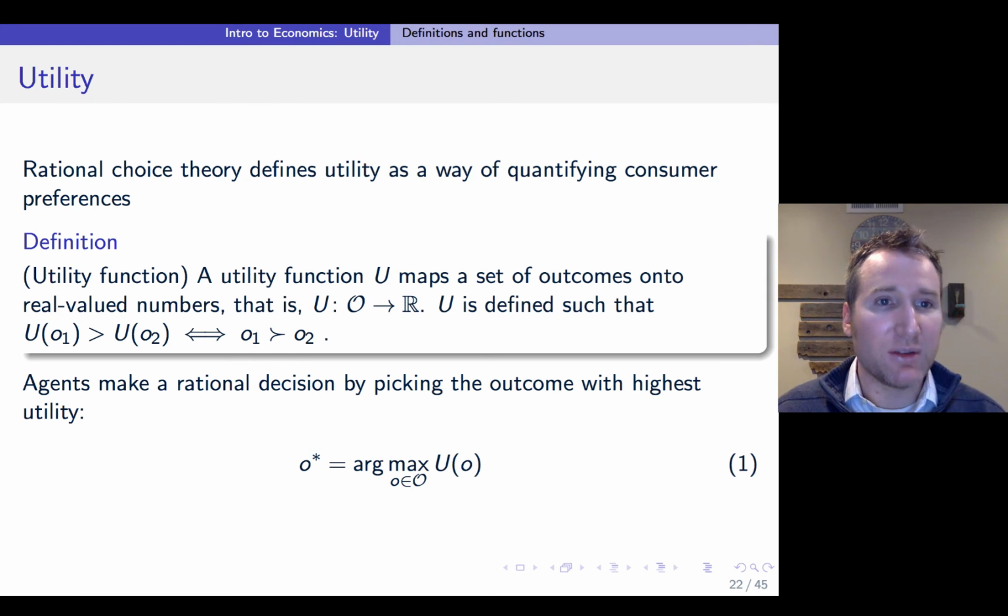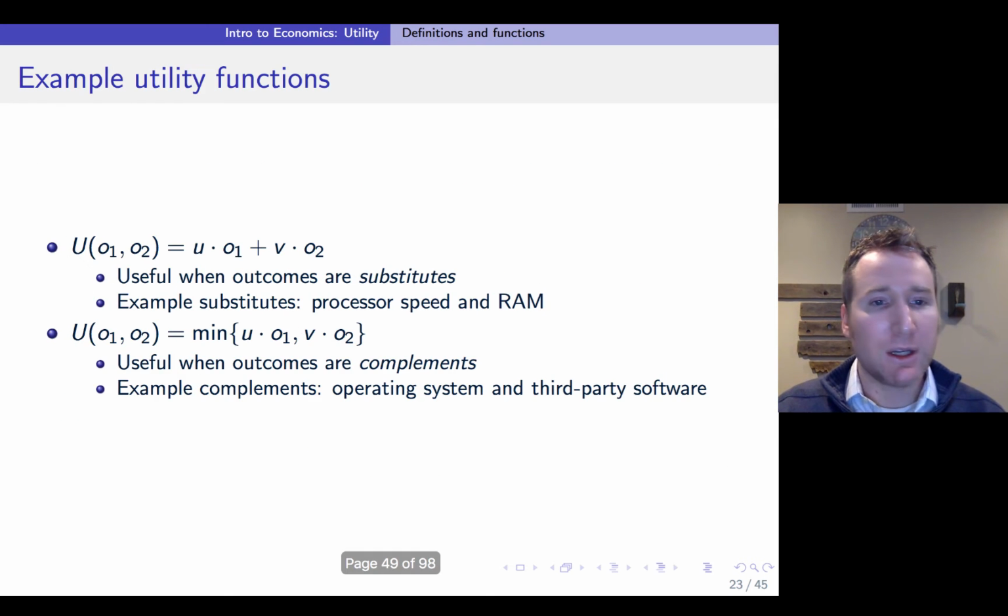Agents then in turn act rationally by selecting the outcome that maximizes their utility. So for all the possible outcomes in the world, you pick the one that maximizes your utility. That's how you display that mathematically.